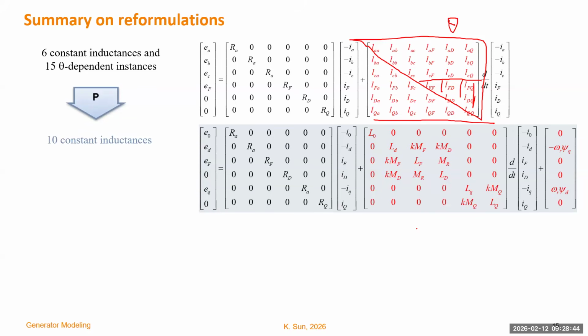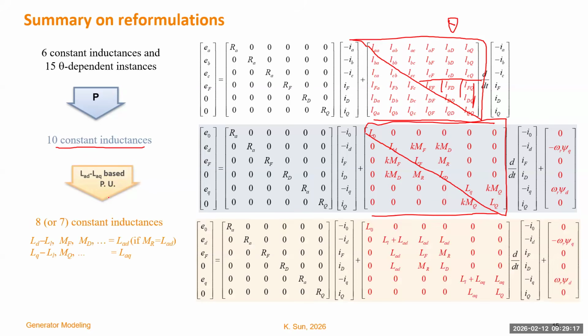We make it a fully constant inductance matrix by formulating the circuit not in the original ABC frame, but in the new zero DQ frame. This is a good model. It has 10 constant inductances because it's still symmetric if we use this orthogonal transformation. So you only need to give the values for the parameters in the top triangle. So there are just 10 different parameters.